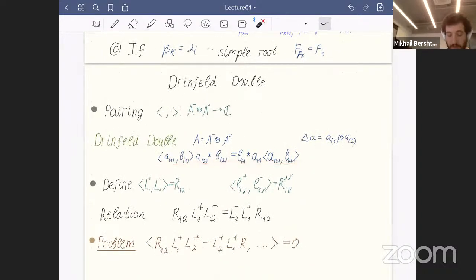And I want to say that you can think about this RTT realization as also some version of the Drinfeld double. So you start from L plus and L minus, and define the pairing by this formula. And then this Drinfeld double formula will lead you to the relation which says how to permute L plus and L minus, which is just the RLL relation.